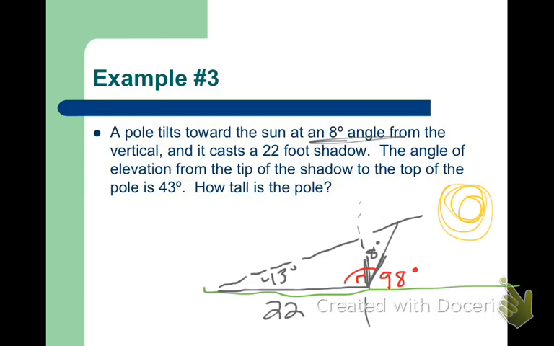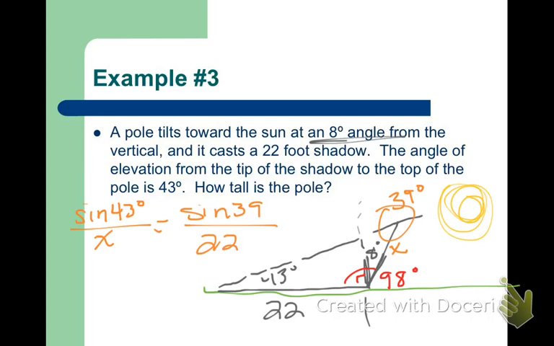I have angle, side, angle, so I can use the law of sines. I'm solving for this side right here, which is across from 43. So let's start with that. Sine of 43 over x. We don't know this angle up here, so we should probably solve for that. That's 39 degrees. So the sine of 39 over 22.